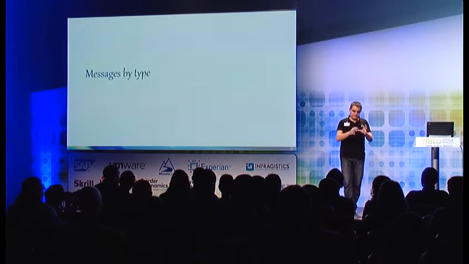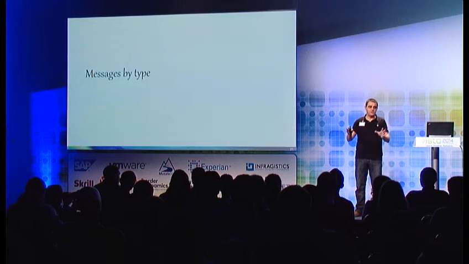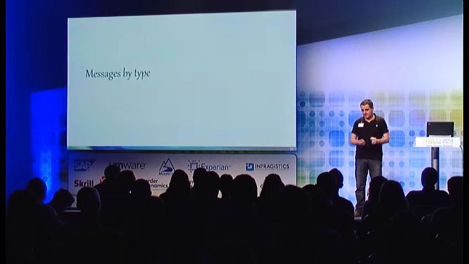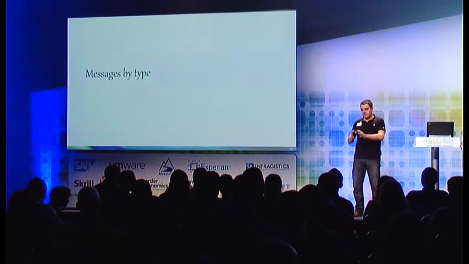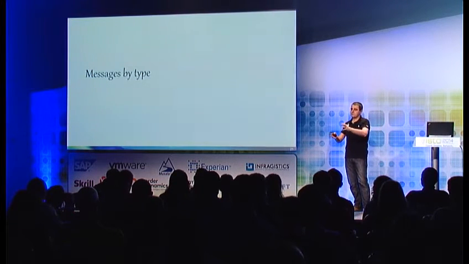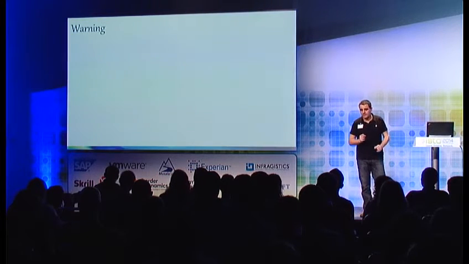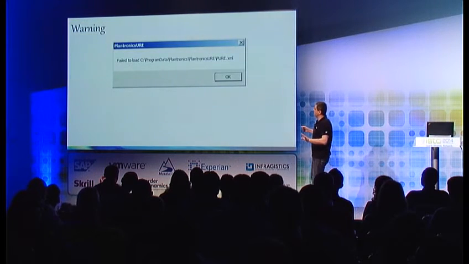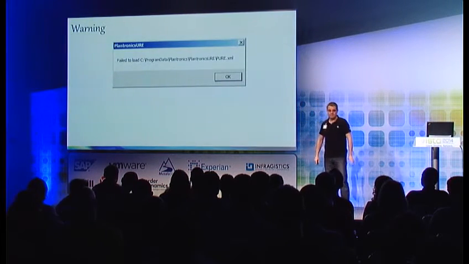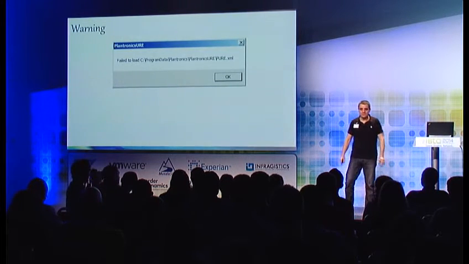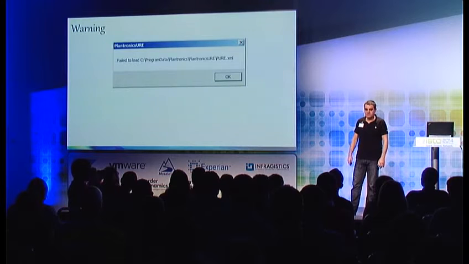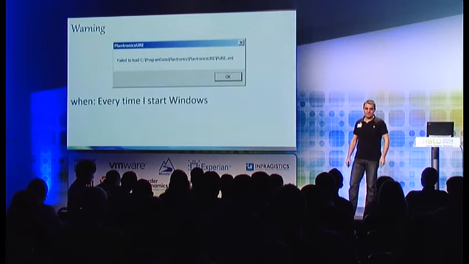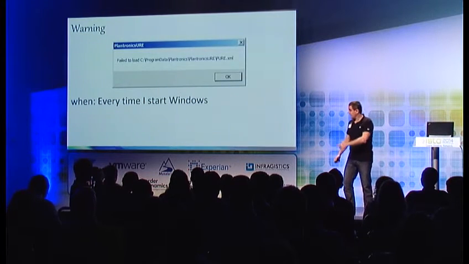Now let's get to the core of this. I classify messages. I collect messages. I like that. And I give them categories, and I'll present the most prominent categories now. There are messages we mentioned already, warnings, right? This is a warning. Failed to load C program, whatever, pure XML. Okay, what am I supposed to do here? I don't know. Is it bad to have this message? Normal message, right? Yeah, failed to load something. Good, man, you should know that. Well, this happens every time I start Windows.